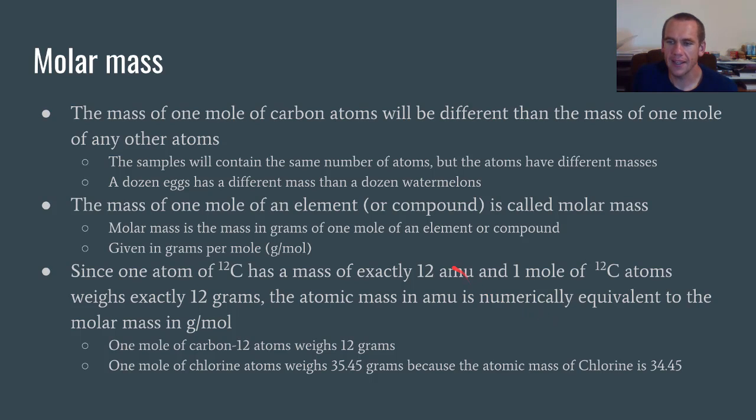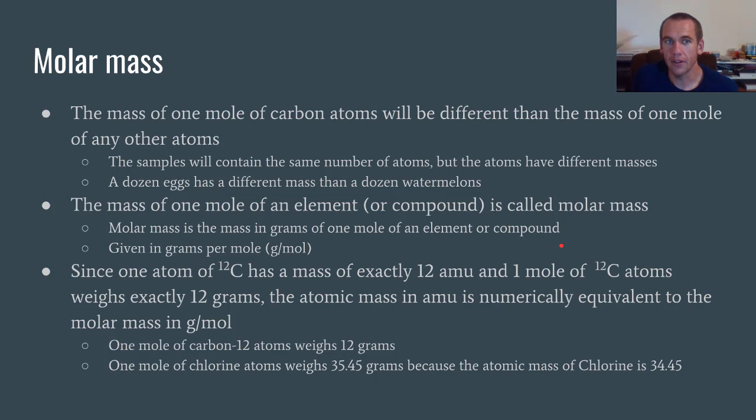Chlorine atom has 17 protons in it. Yeah, 17 protons in it. A carbon atom only has 6. So it makes sense that chlorine has to have a greater mass for the same amount of particles, because each particle itself is bigger. Just like a dozen eggs has a different mass than a dozen watermelons.